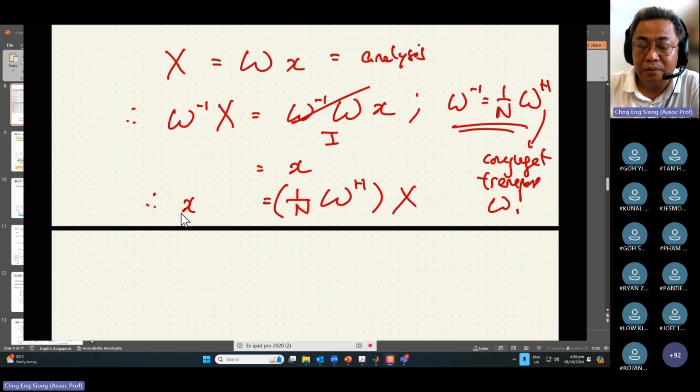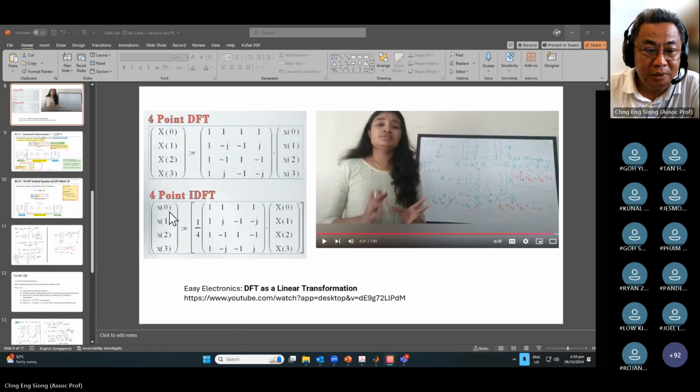If you are short of time, all you want to write is this equation: x equals 1 over N W^H X. This is x, small x. 1 over N, 1 over 4. This is the big X. So what is this matrix?